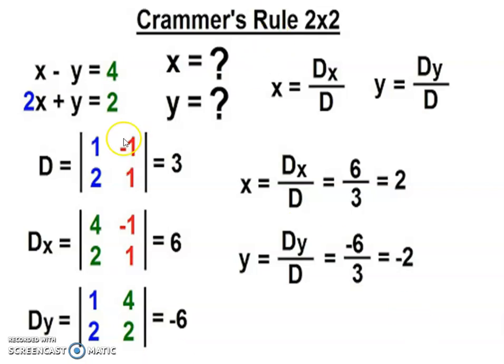Let us check the Cramer's rule next example. In this example, I highlight the coefficients. The system of equations given for Cramer's rule is 2 by 2: x minus y equal to 4, 2x plus y equal to 2. Here no number is written, that means 1 is there. If a variable is not there, we have to put 0.